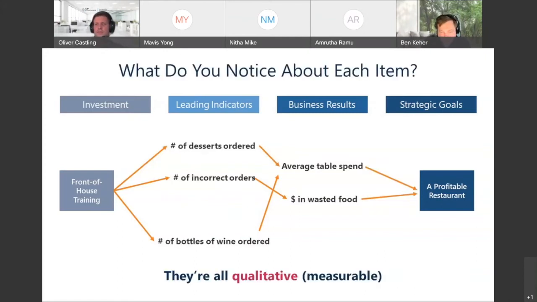And the one thing you'll notice about all of these is that they're all quantitative. They're all measurable. A lot of times when we're getting into this measurement conversation with our partners, people are throwing out things to measure that are just impossible to measure, right? We need our KPIs. We need to define what our KPI looks like. And in this case, for this restaurant, this is what our KPI looks like: number of ordered desserts, number of incorrect orders, number of bottles of wine.